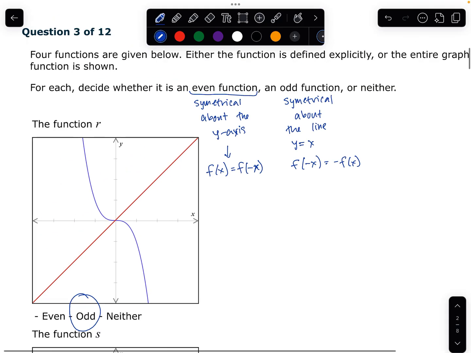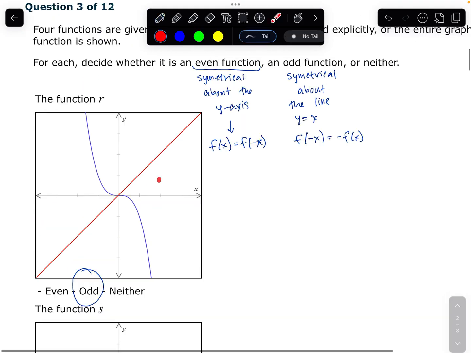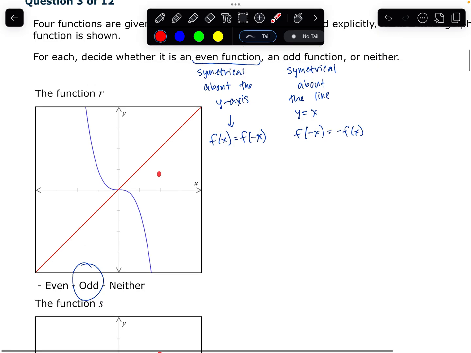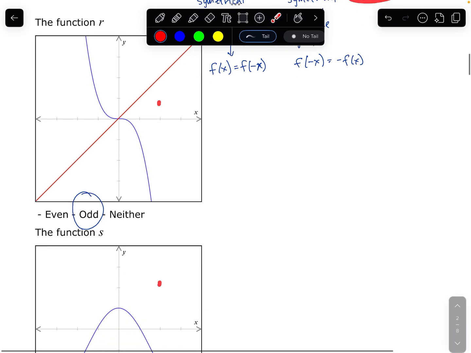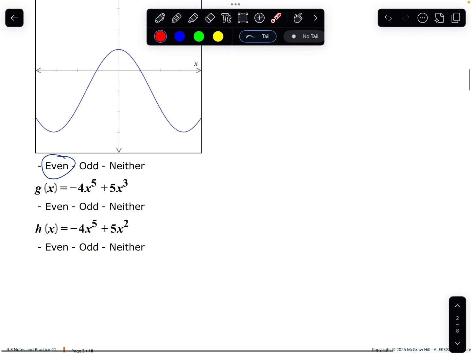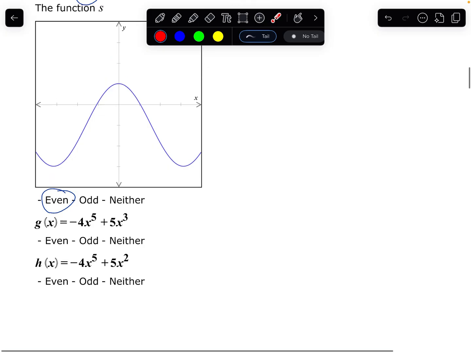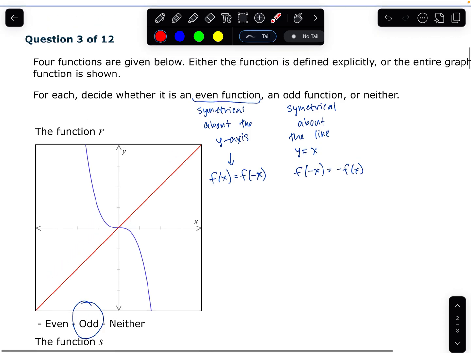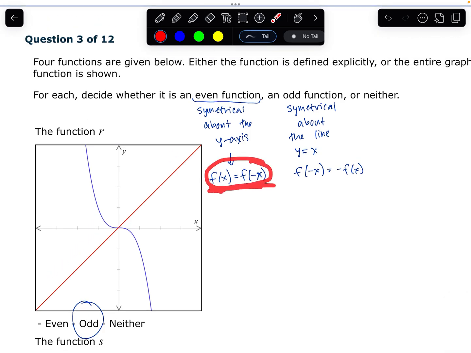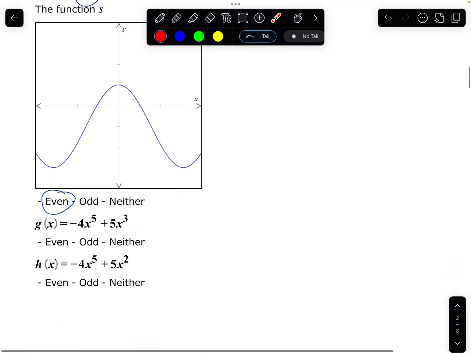Okay, so if you have a graph, you should be able to tell if it's even or odd by looking at it, or neither. And then for these functions right here, where it's given to us as the equations, what I like to do is go through this process. I first check to see if it's even, and then I'll check to see if it's odd. So if I take the function and I substitute negative x into the function, do I get the same thing?